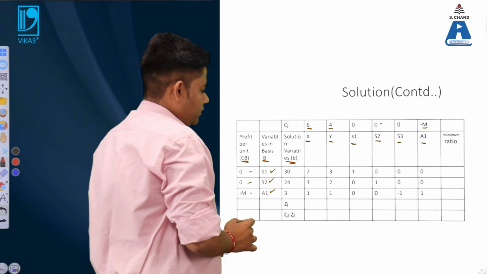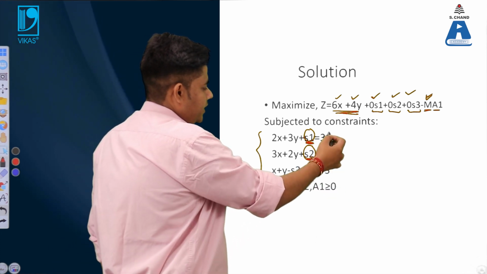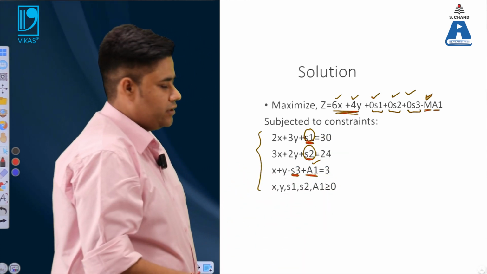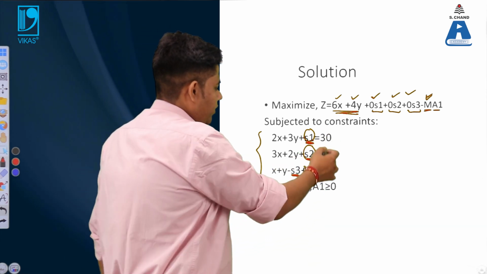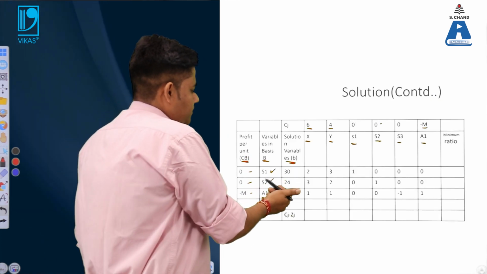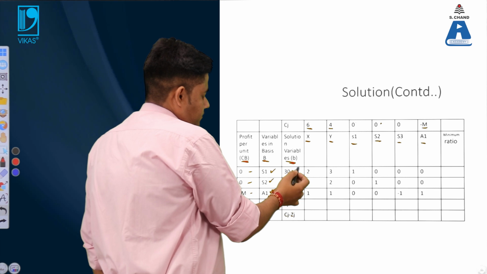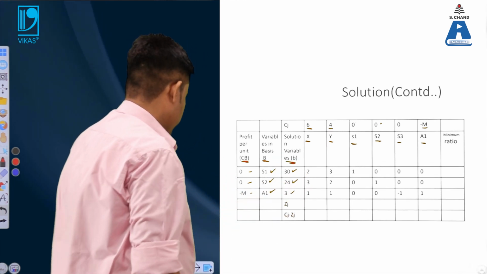So I have substituted these values. And what about the solution? Now, the solution is the right hand side part, and as per the general rule we have to keep these values as positive. So 30, 24 and 3 are to be kept as positive values. If they are not, you have to convert them into a positive value. 30, 24 and 3 are to be written over here in this column.